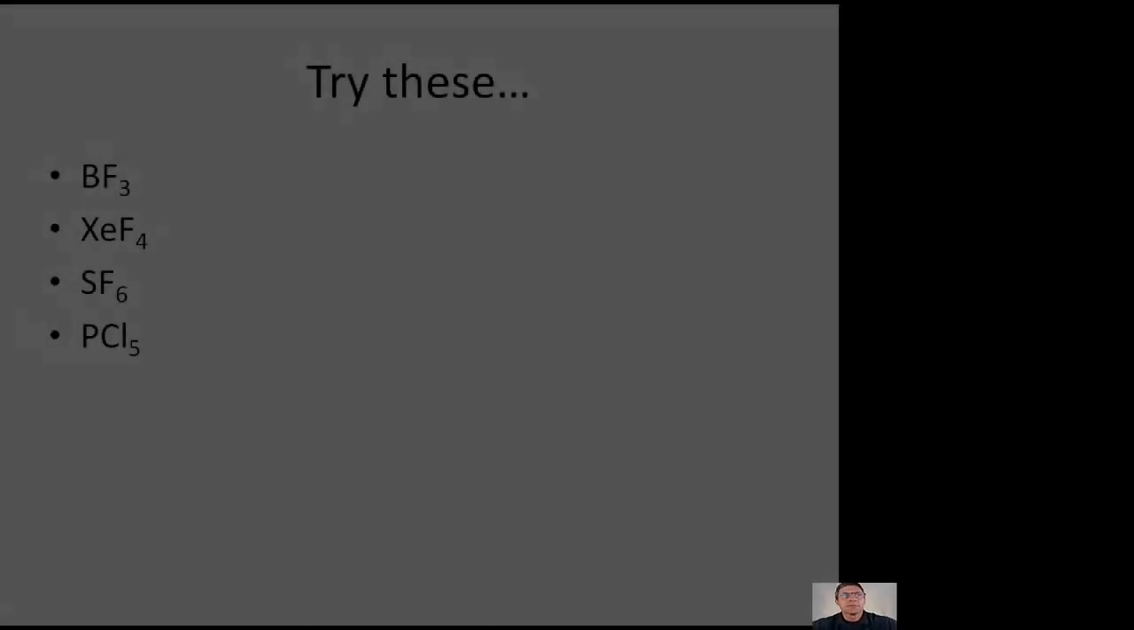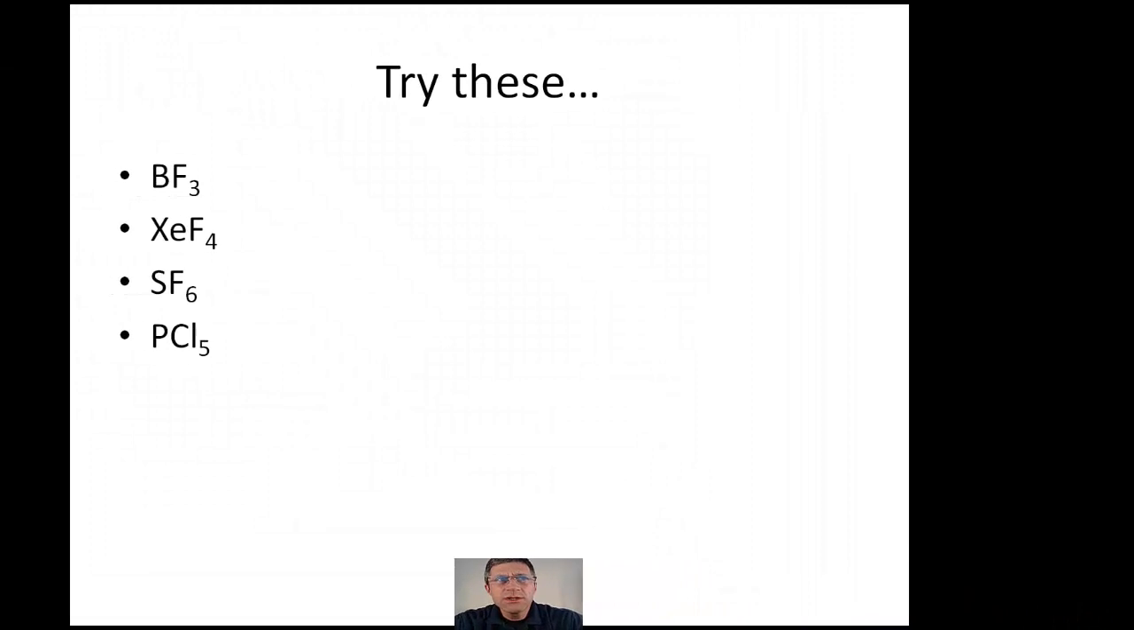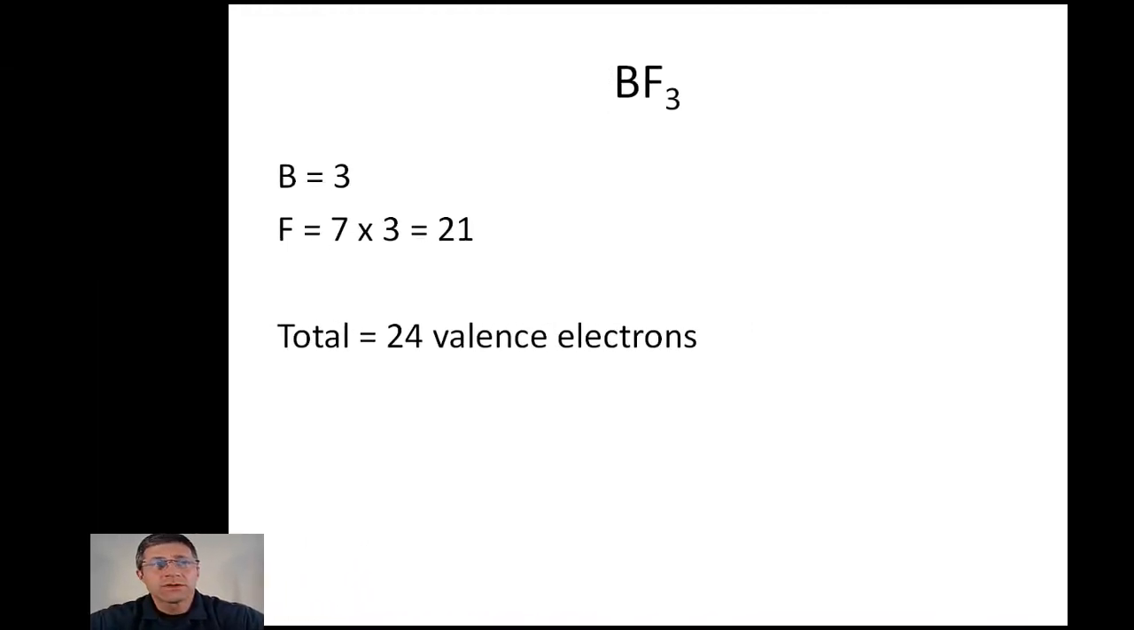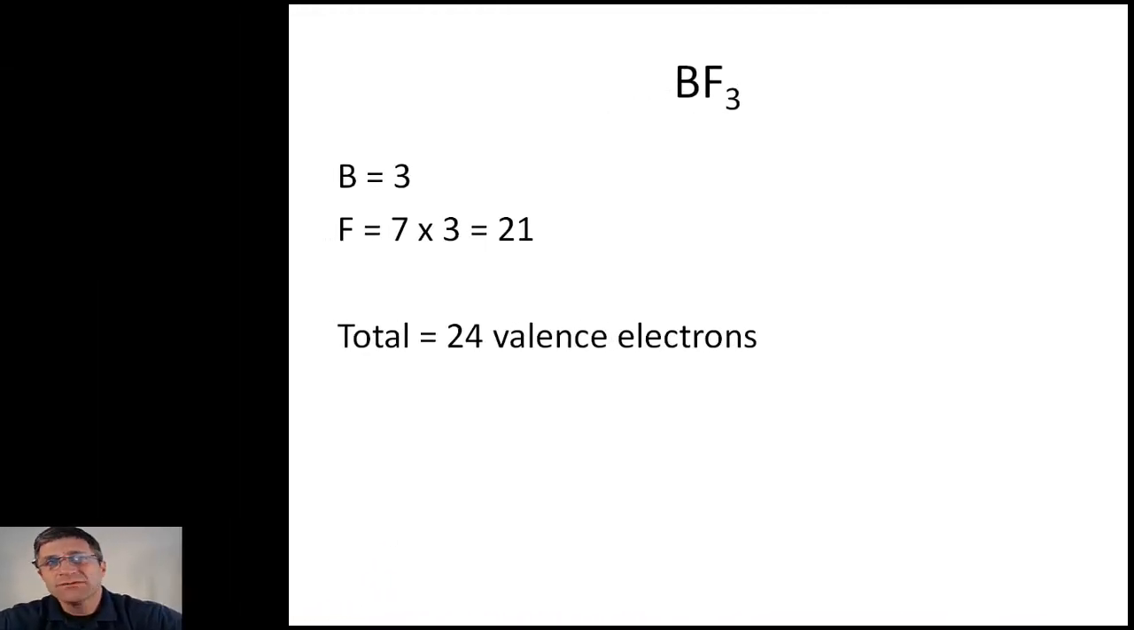Okay, let's try a few. So I'll do a couple of these, and I'll let you try these on your own if you like. BF3. BF3, so I have boron. This is going to have 3 valence electrons. I have fluorine. This is 7 valence electrons times 3. I'm at 21. Altogether, I have 24 valence electrons I want to have in my structure.